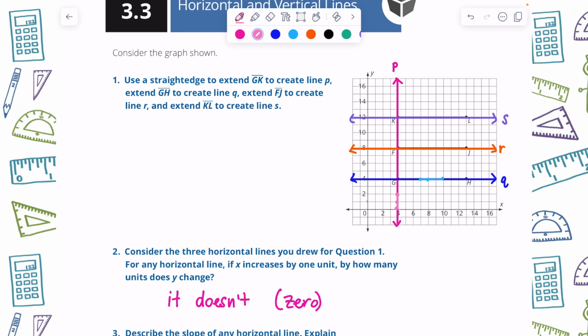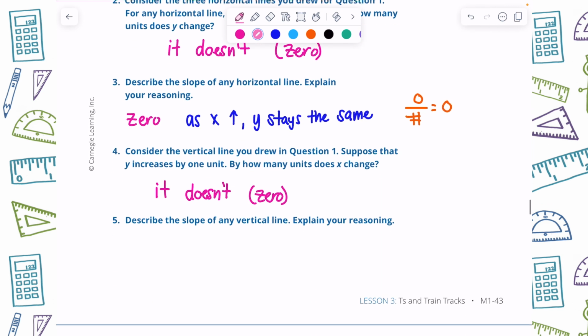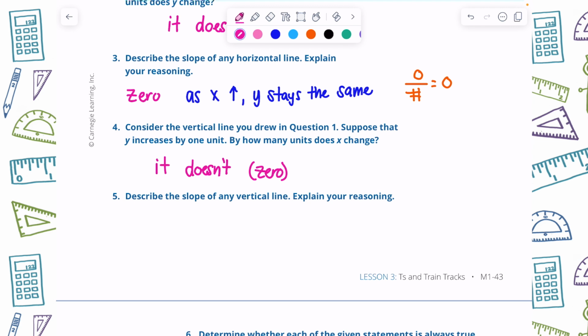Can you divide by 0? Hopefully you remembered that you cannot divide a number by 0. If you were to put it in your calculator, like 1 divided by 0 or 5 divided by 0, it would give you an error, which means the slope of any vertical line is undefined. So vertical lines have undefined slope. And the reason for that is as y increases, x stays the same.